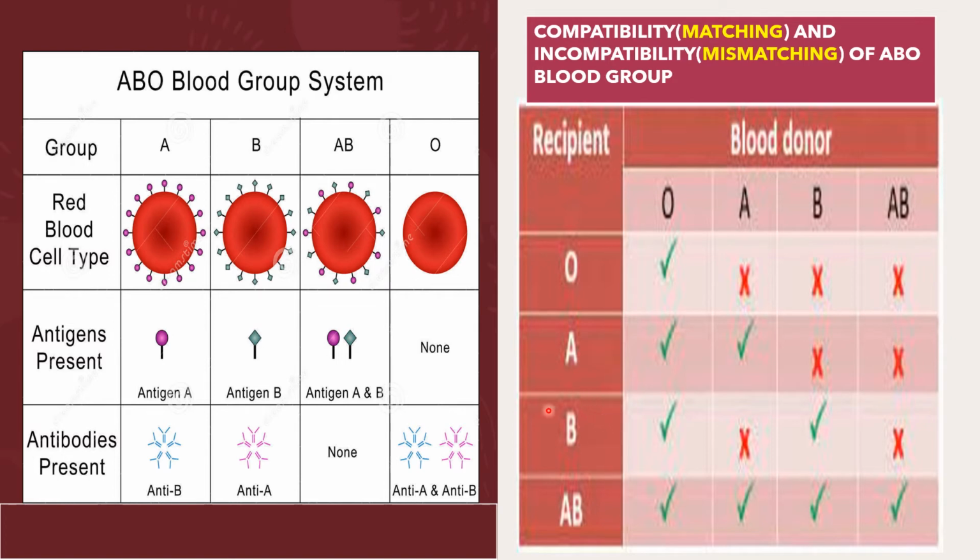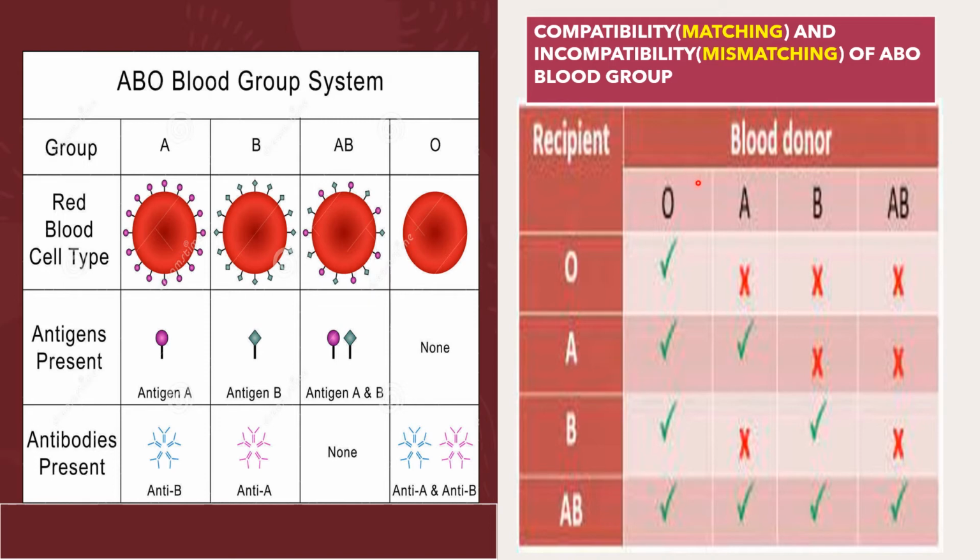Then blood group B can receive blood from where? It can only receive blood from blood group B and blood group O. It is mismatching with blood group A and blood group AB. But blood group AB can receive blood from all types of blood group. And O can donate blood to all types of blood.